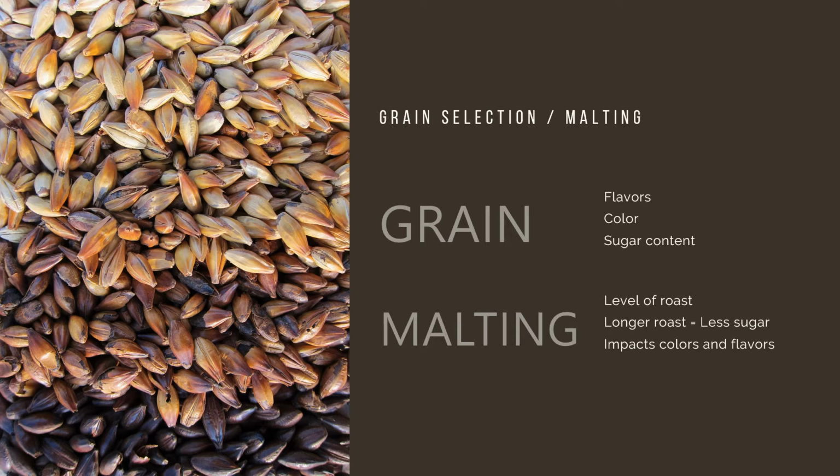After you have the grain selected, the next step is malting, and malting is just a fancy word for roasting. So you can roast the grains for different periods of time. You can see in the picture there on the left that some of those grains have been roasted for a lot longer. Longer roast time has a couple different impacts. Clearly it impacts the color, it turns darker, and those colors can carry through to the final product. Another side effect of a longer roast is less sugar. So the longer you roast the grain for, the less sugar that it will be able to release in the process. And again, we'll get into why sugar is important later.